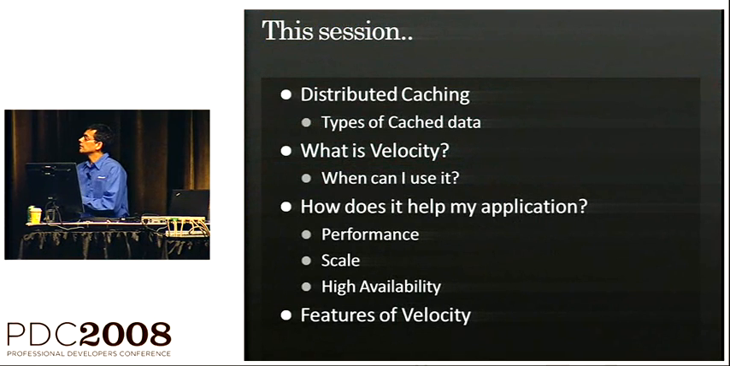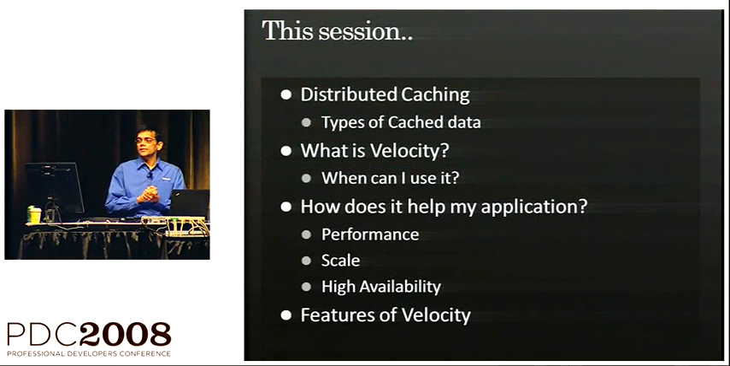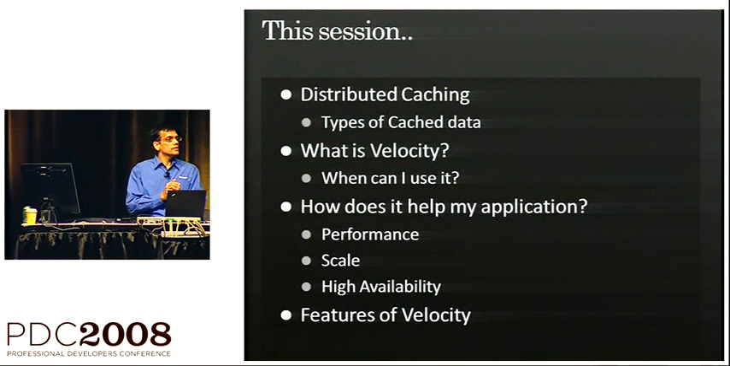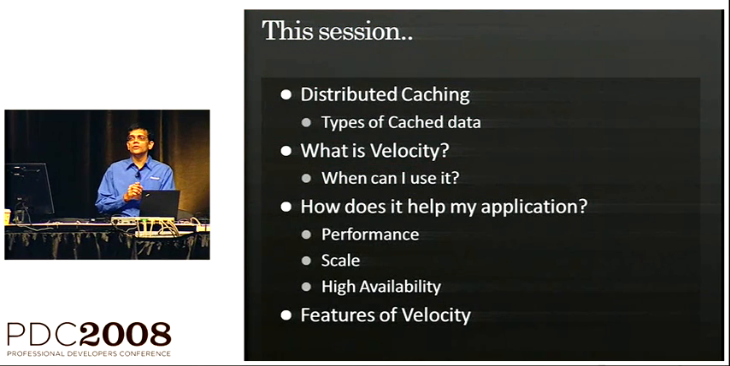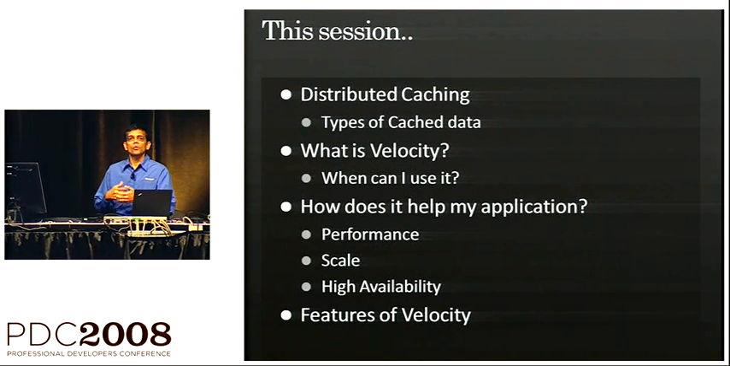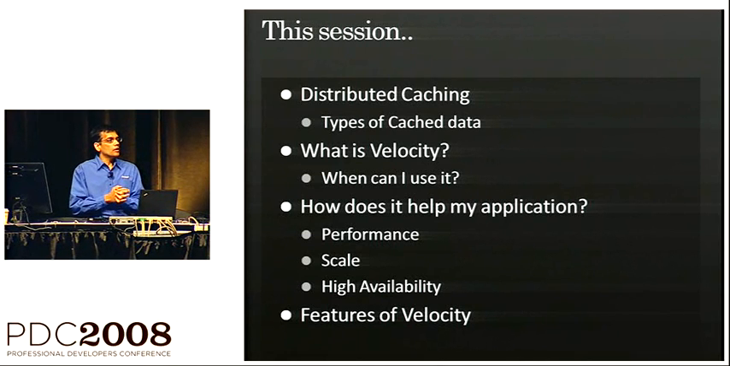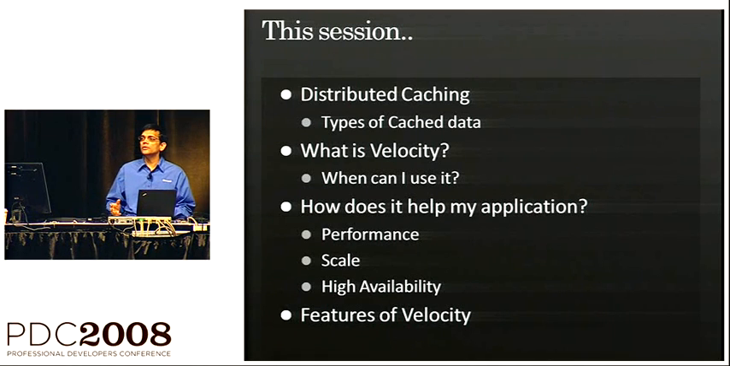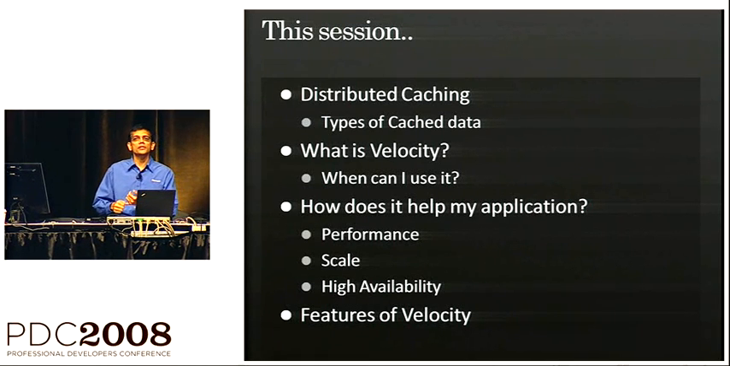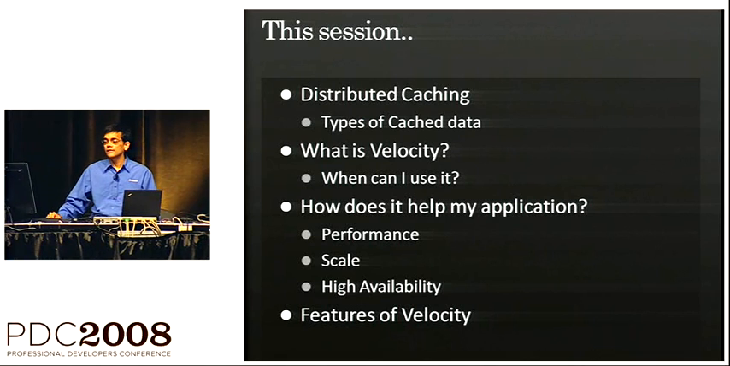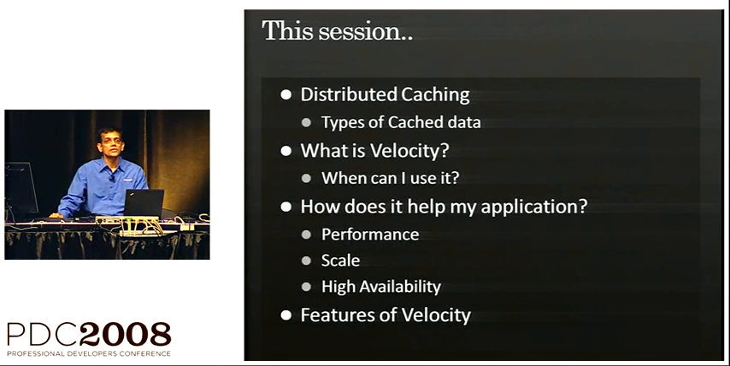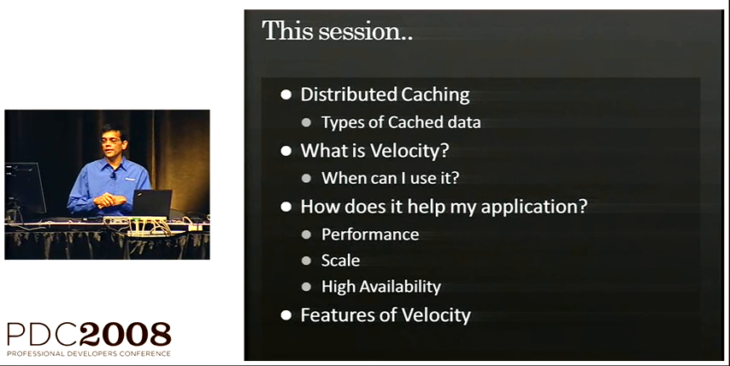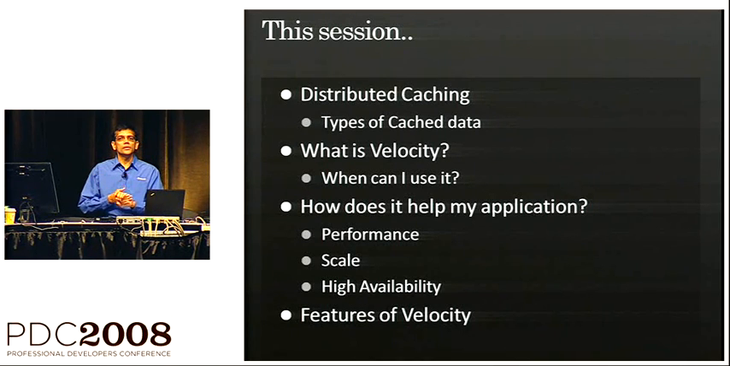So in this session, what you're going to be learning about is what distributed caching is, what some of the types of data are that you can cache, and what the properties of that type of data are. What is Velocity? Obviously, when can I get it? How do I use it, and how is it going to help my application? Can it help my application to perform, to scale, and to be highly available? So we'll have a bunch of demos all around that. And finally, we'll also dig into some of the features of Velocity as well.